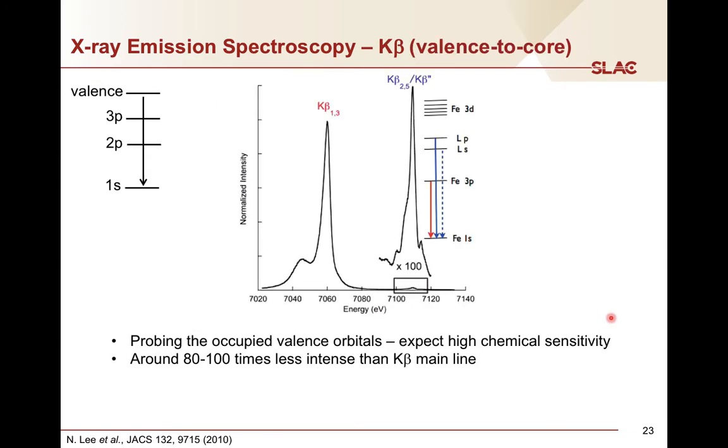So then the third option for a reasonable decay is from the valence into the 1s. The big advantage for the valence to the 1s is that you're now probing the occupied valence orbitals, like those that participate in chemical bonding. So you can expect a very high chemical sensitivity. Of course, you pay a price. It is like 80 to 100 times less intense than the main line, which is again around 10 times less intense than the K-alpha line, which means the K-beta valence to core is like 1,000 times less intense than the K-alpha. But it contains a lot of information.